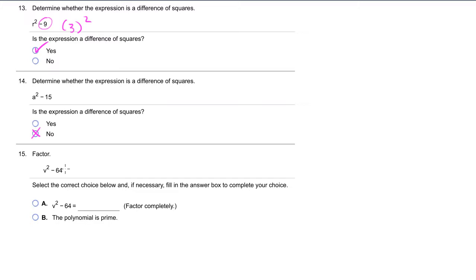No. So let's factor a difference of squares right here. This is v squared minus 8 squared. This is v minus 8 times v plus 8. That is how a difference of squares factors.